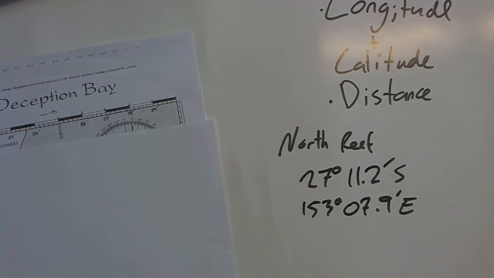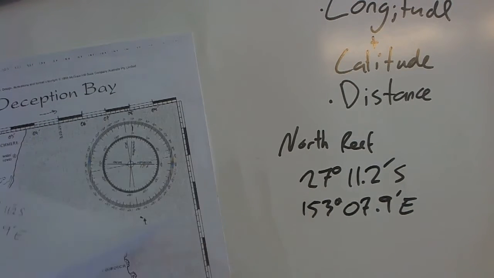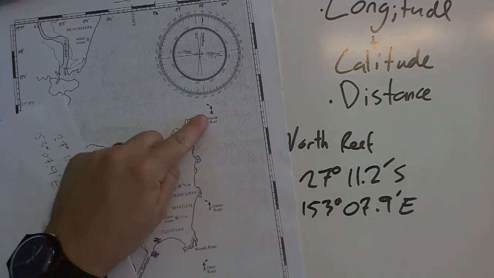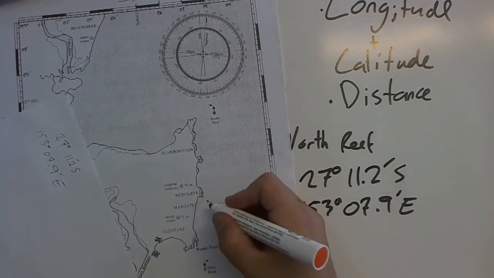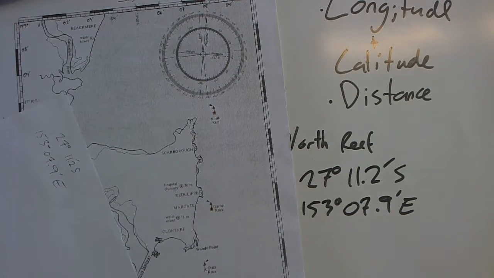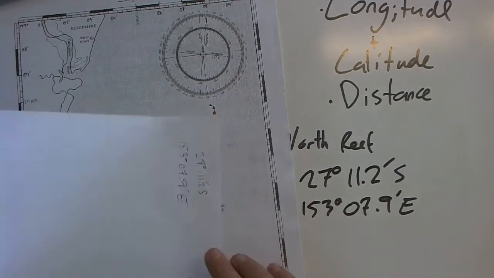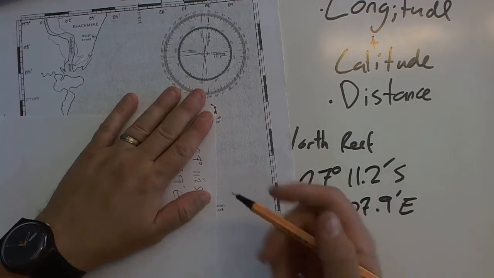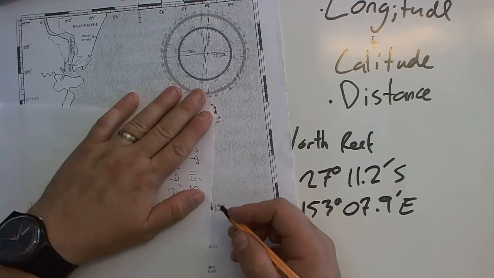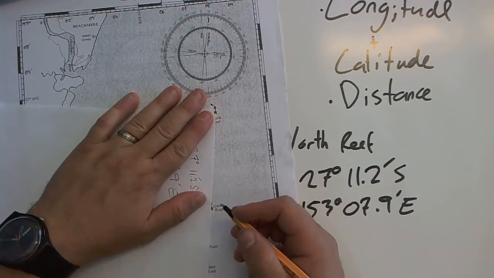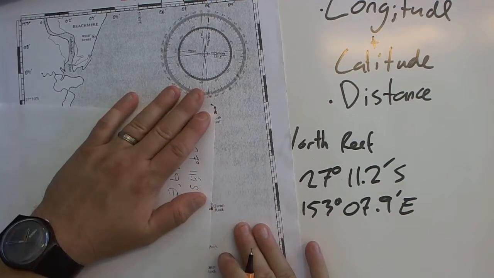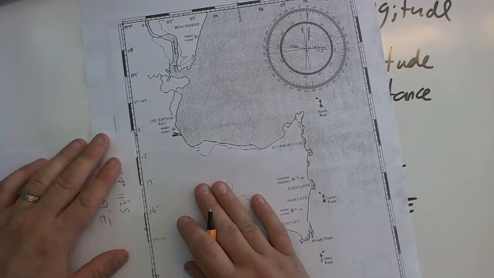Now what about distance? What if I ask what's the distance between North Reef, which is here, and Garnet Rock, which is here? This part's really easy. Take a piece of paper, put the corner on one of the markers, line it up down to your other marker, put a mark, then take it over to the side.